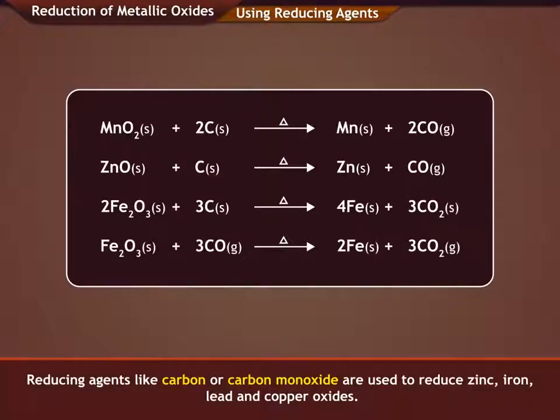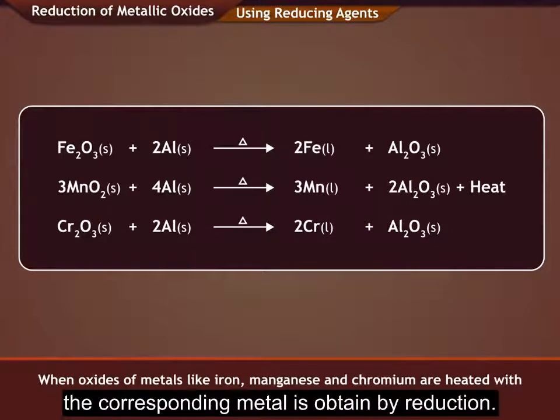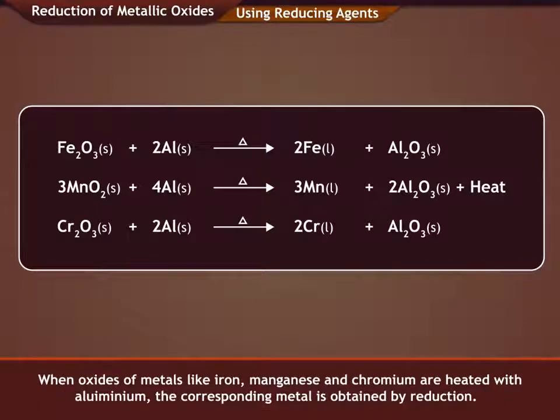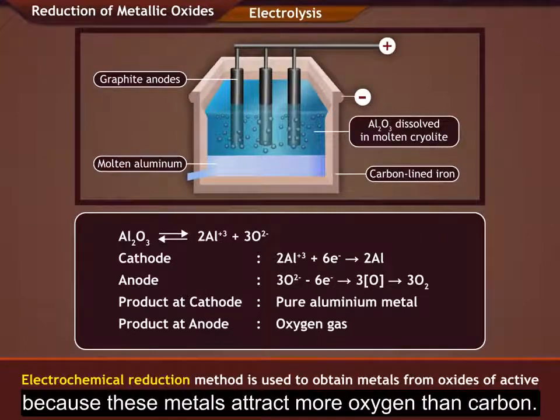When oxides of metals like iron, manganese and chromium are heated with aluminium, the corresponding metal is obtained by reduction. Electrochemical reduction method is used to obtain metals from oxides of active metals because these metals attract more oxygen than carbon.